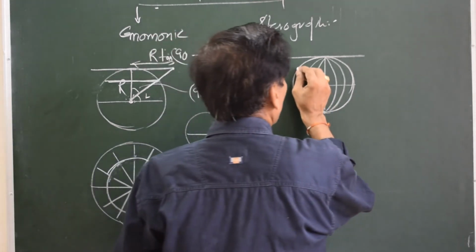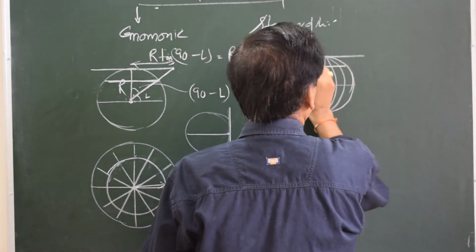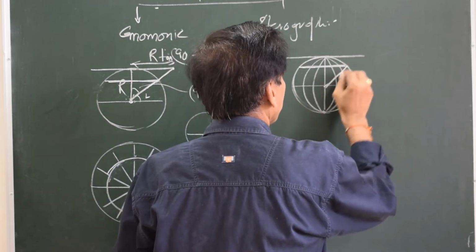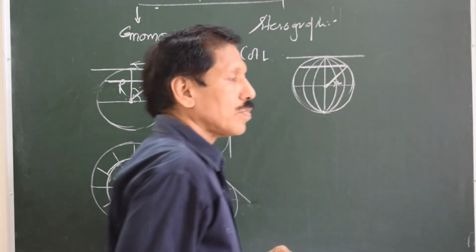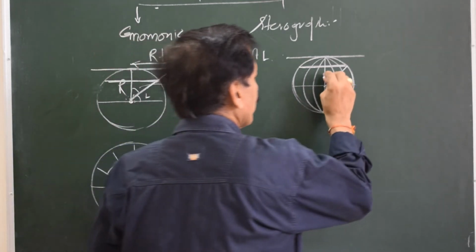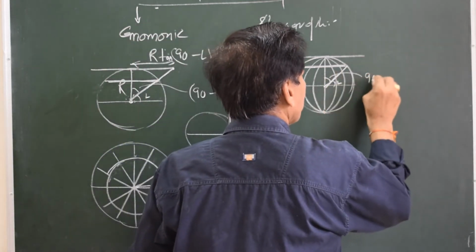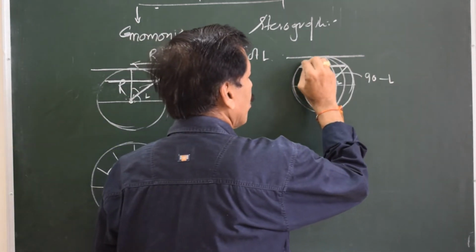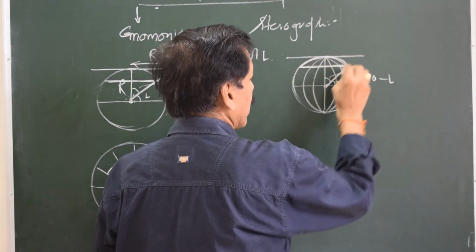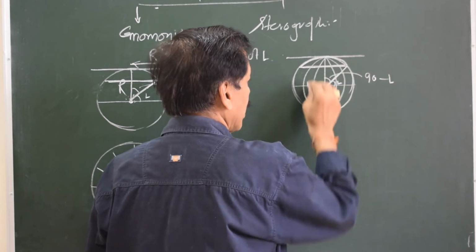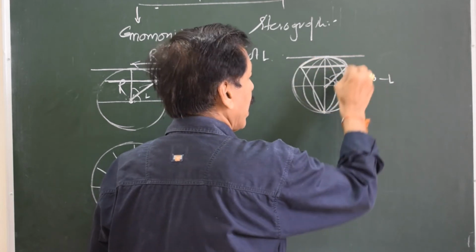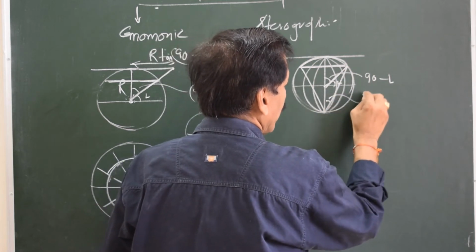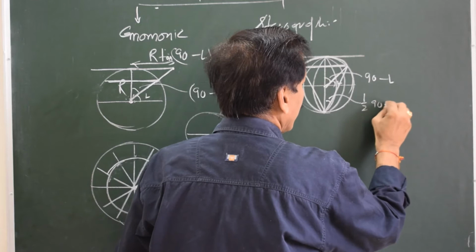Suppose we are talking about, once again, a latitude of say 50 degrees, then this is L, and if this is L, this is 90 minus L. We know there is a well-known theorem: if any arc subtends an angle theta at the center, the angle subtended at the circumference is theta by 2. So accordingly this angle should be half of 90 minus L.